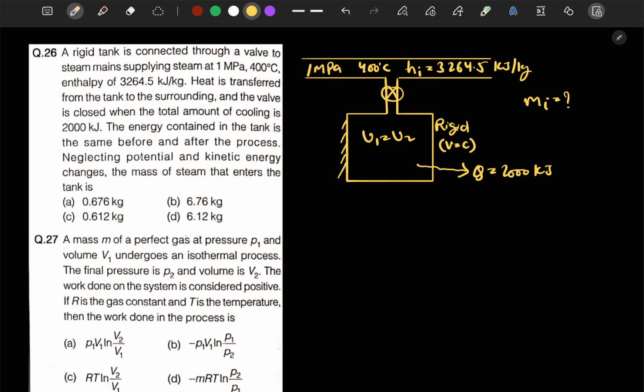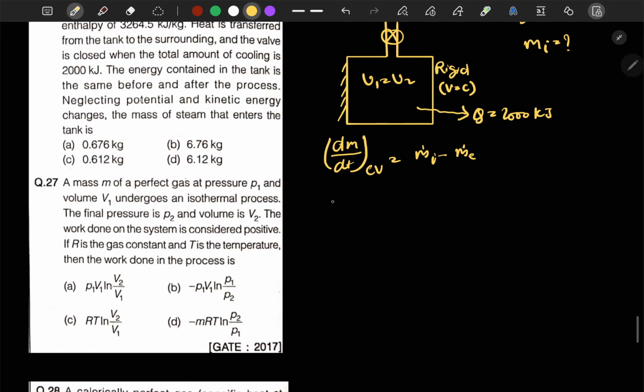Let's start with the mass balance equation. So we can write from here dm by dt of CV is equal to m dot i minus m dot e, and from here we can write m2 minus m1 is equal to Mi. This is our equation number 1. Now we will move to the next equation, that is the energy conservation equation.